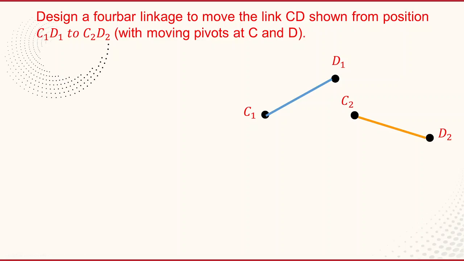How is it happening? There are two possibilities. One is the linear way it will move from C1 to C2, and the second one is in circular fashion. Similarly for D1 D2, it can move linearly from D1 to D2, or in a circular way.